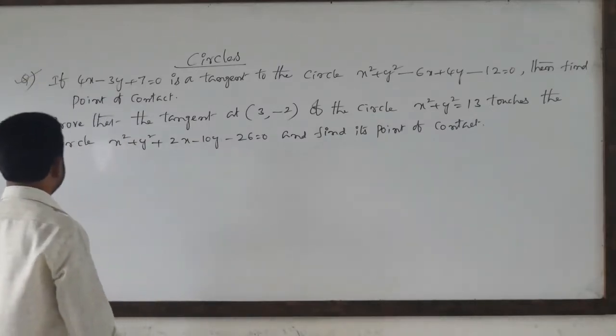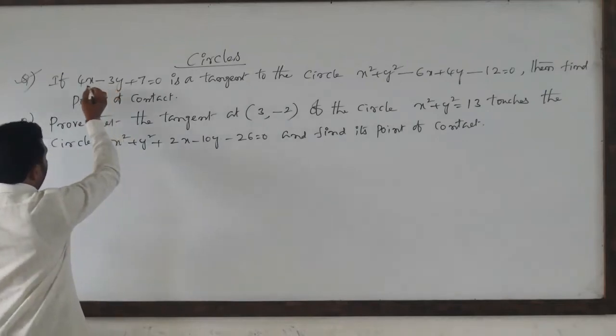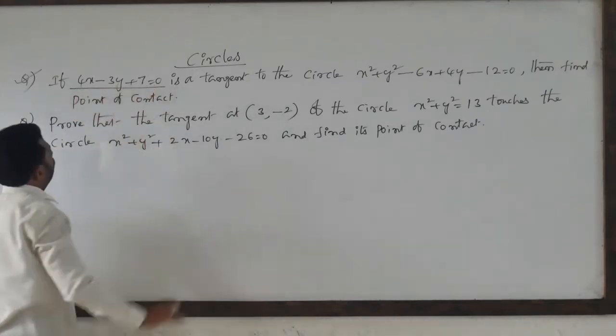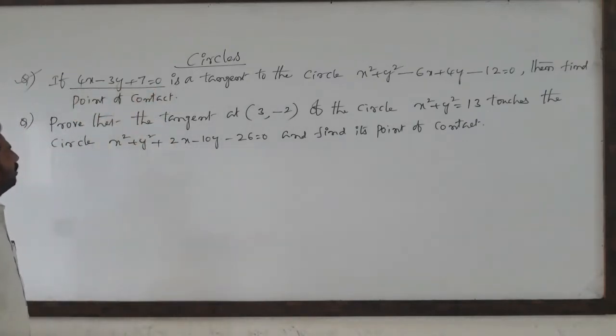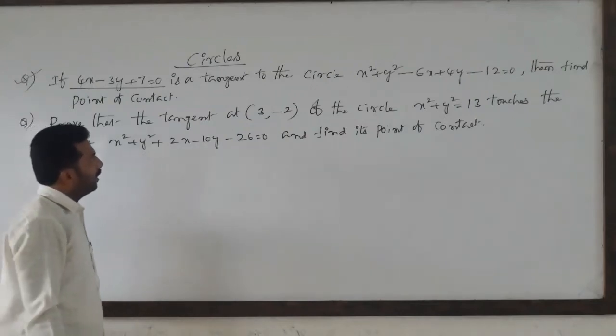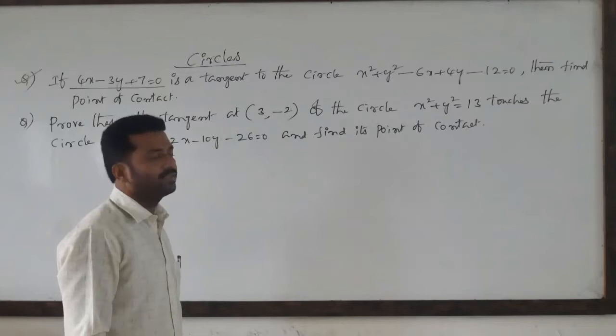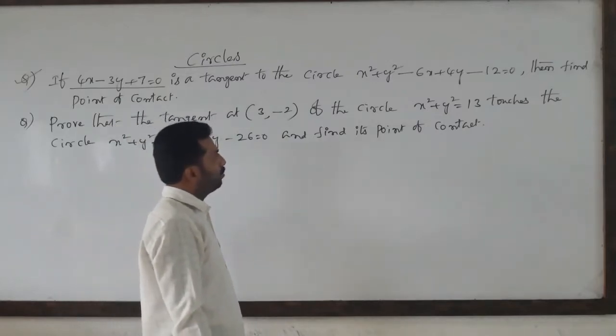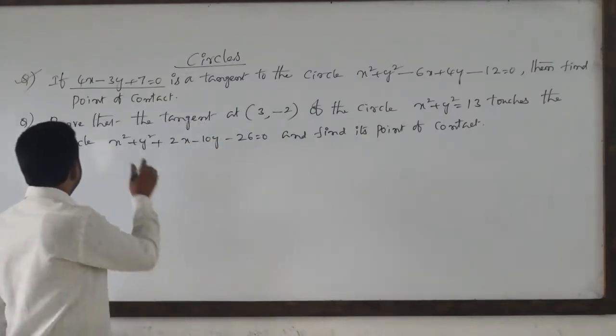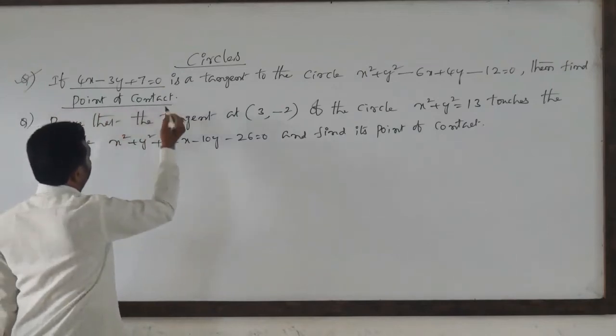You observe how the question is asked. 4x minus 3y plus 7 equal to 0 is a tangent to the circle x square plus y square minus 6x plus 4y minus 12 equal to 0. Then find the point of contact.